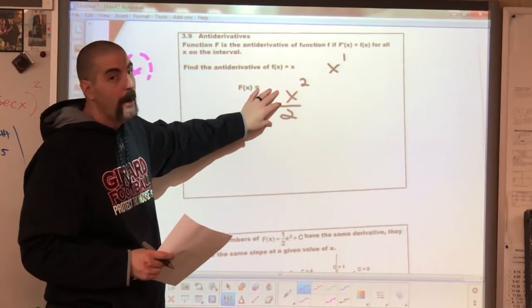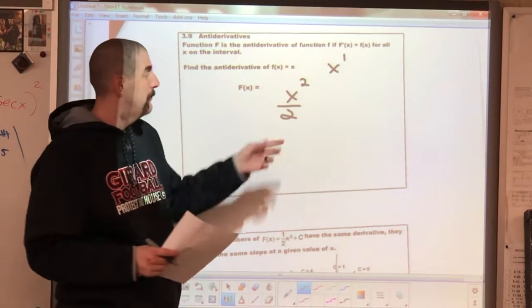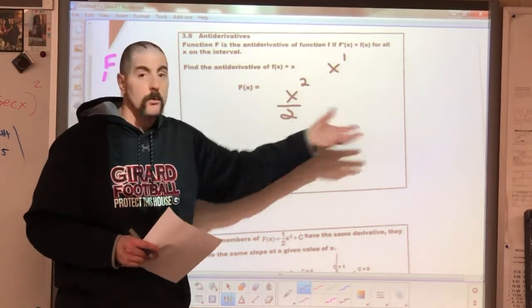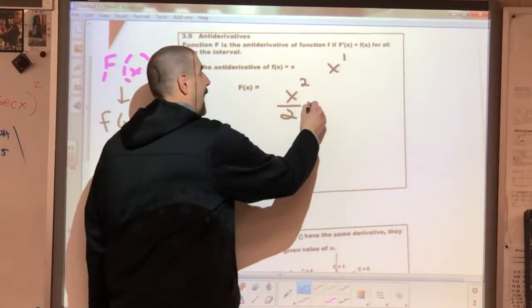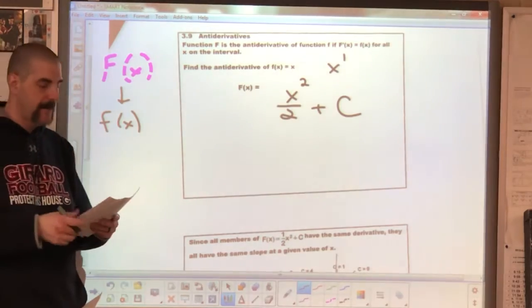Now, problem is, could there have been a constant? Like, could it have been 1/2 x squared plus 7? 1/2 x squared plus 2? We don't know. So since it's called the indefinite, we don't know, you have to add a plus c when you take the antiderivative. There must be a plus c.